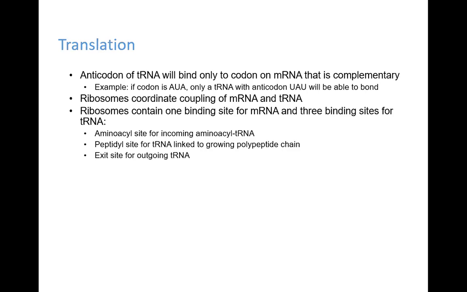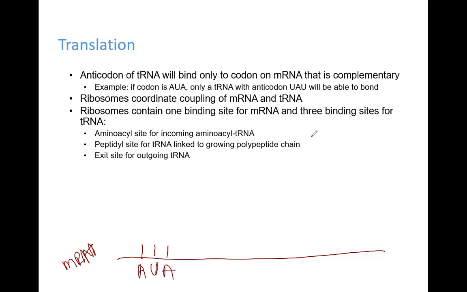So the anticodon on the transfer RNA will actually bind to the codon of the messenger RNA, but only if it's complementary. So here we have a messenger RNA. There's our messenger RNA. And right here we have a codon. And the codon, for example, let's say the codon on the messenger RNA is AUA.